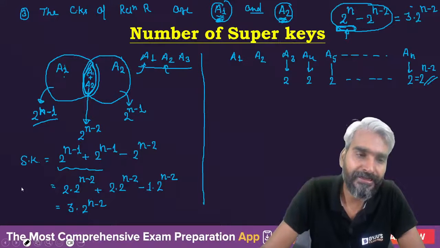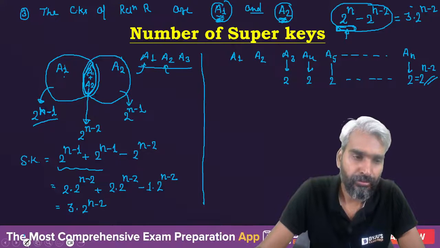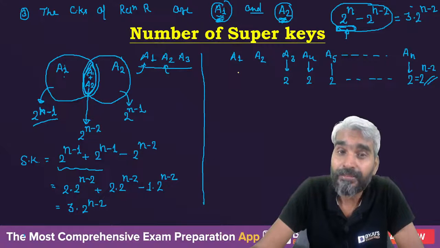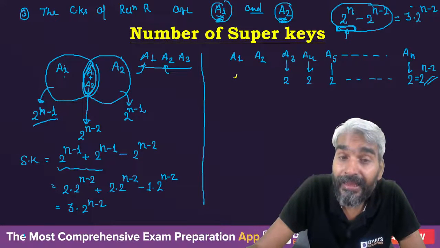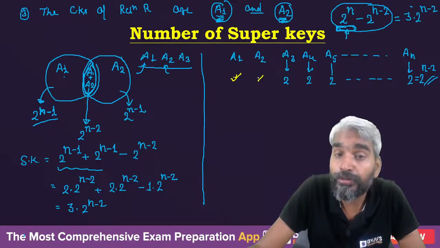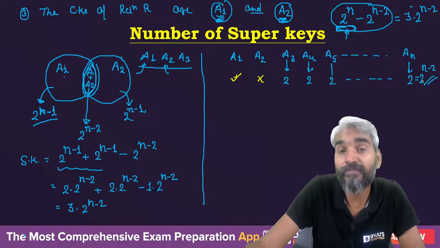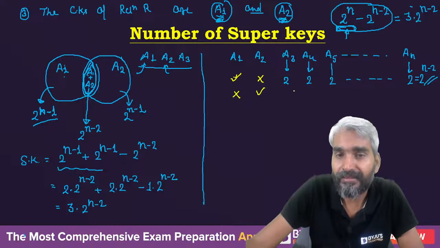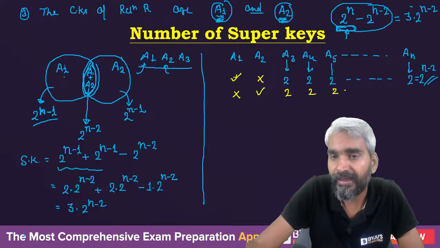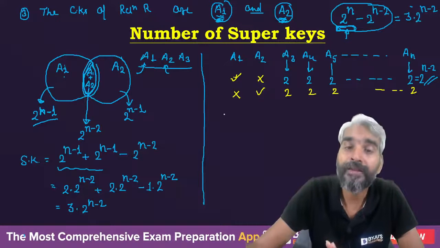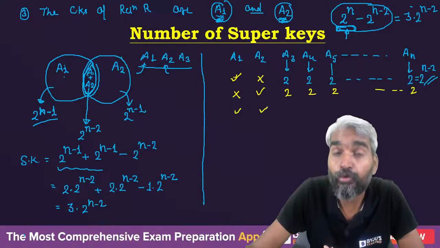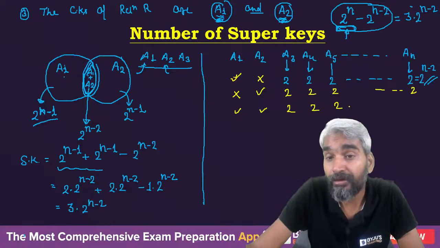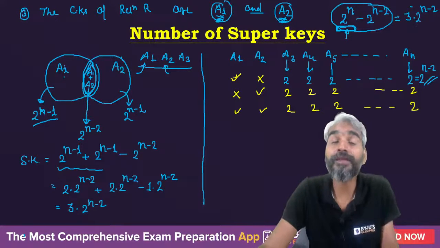So what is the idea? The idea is something like this: these are the elements. Either A1 is present and A2 is not present, then with any combination of the remaining n minus 2 elements, it will be a super key. If A1 is not present and A2 is present, then any combination of the remaining n minus 2 elements will give you a super key. If both A1 as well as A2 are present, then also any combination of the remaining n minus 2 elements will give you super keys.